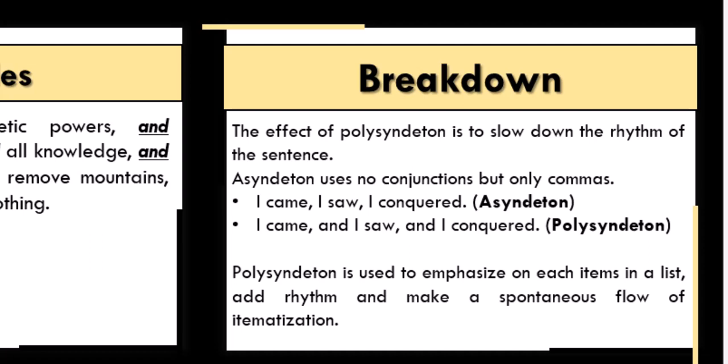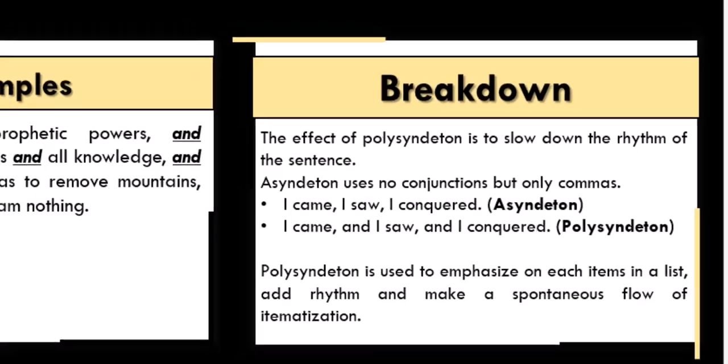Okay, I came, I saw, I conquered. That's asyndeton. I came and I saw and I conquered. That's polysyndeton. Polysyndeton is used to emphasize each item in a list, add rhythm, and make a spontaneous flow of itemization, so to say.